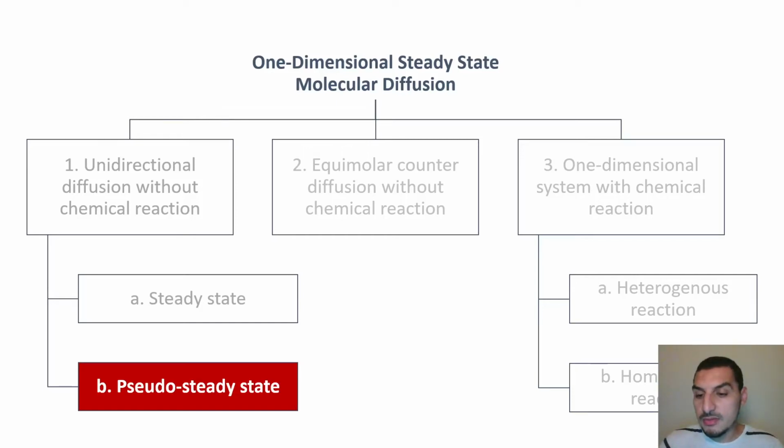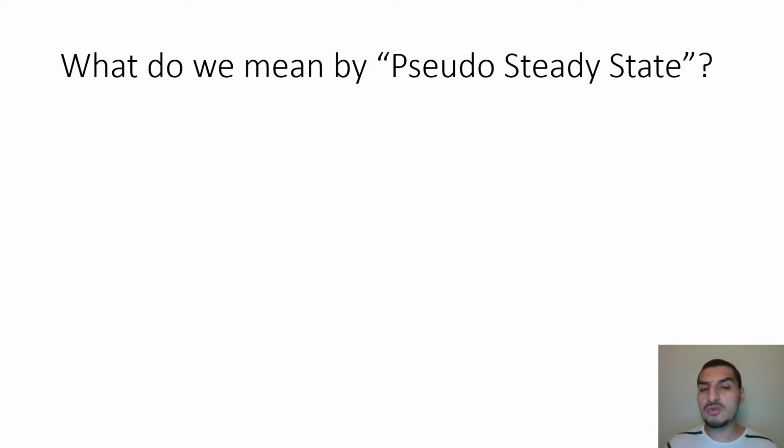Hello everybody. So now we will talk about the second case in the unidirectional diffusion without chemical reaction, which is the pseudo steady state. And before we talk about the equations and the derivations, I would like to talk first about the term. What do we mean by pseudo steady state?